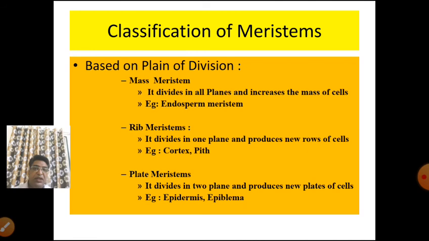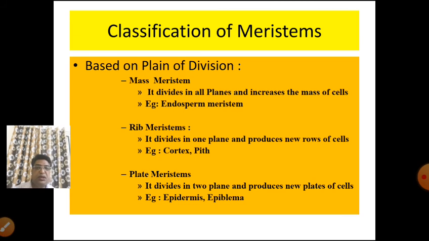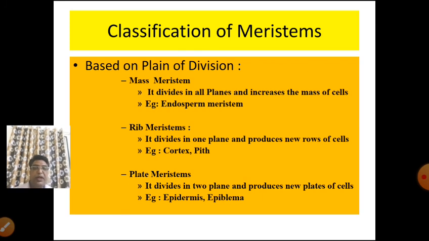Third type of classification is based upon plane of division. Depending upon plane of division, the first type is mass meristem. Mass meristem is characterized with capability of division in all planes, and it increases the mass of cells. For example, endosperm. Second type is rib meristem. This type of meristems can divide in only one plane, and they generally increase rows of cells. For example, they produce cortex and pith region of plant.